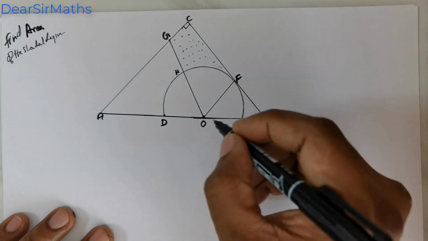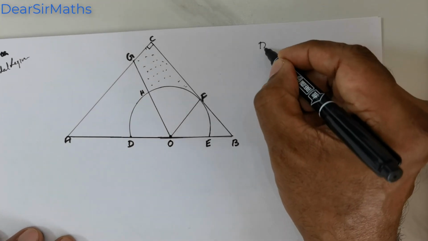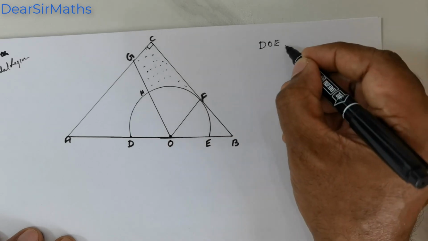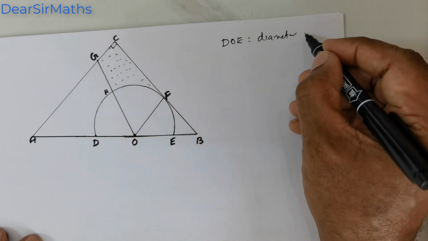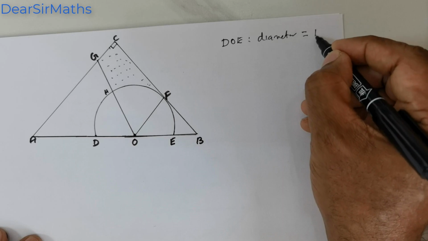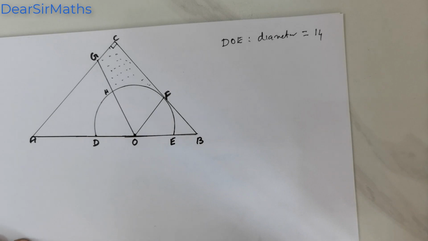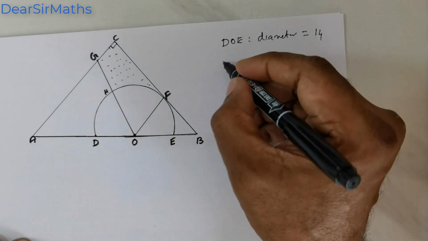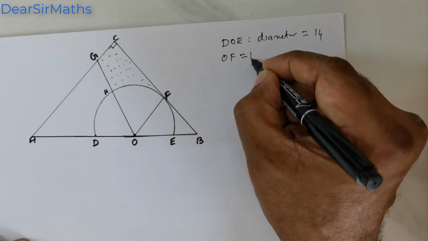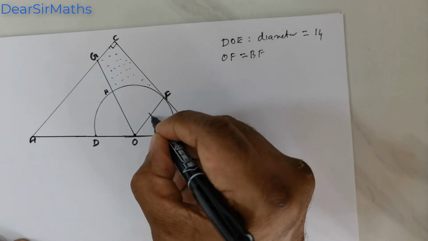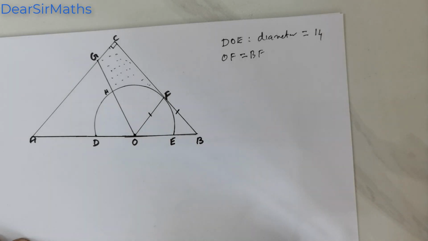Now we've been given a few important pieces of information. We got DOE is the diameter of the semicircle, and that is given to be 14 units. Okay, and then we've been given OF is equal to BF. So this side and this side are one and the same.